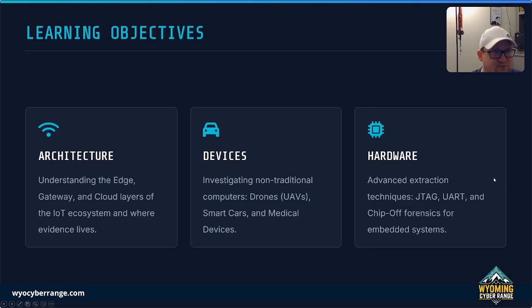Now, our learning objectives for this chapter are in three main focus areas. First is architecture. We're going to explore the edge, the gateway, and the cloud layers, which are the ecosystem where all of this evidence is going to live. Second, we're going to look at specific non-traditional devices like drones, smart cars, and medical equipment. And then finally, we're going to look at advanced hardware extraction techniques like JTAG, UART, and chip-off for embedded systems.